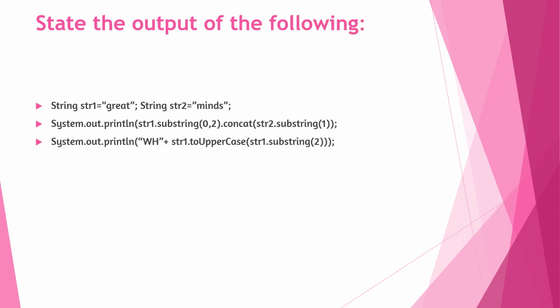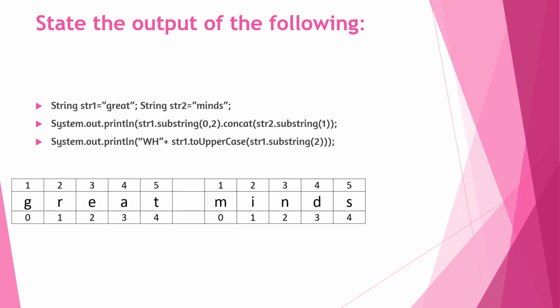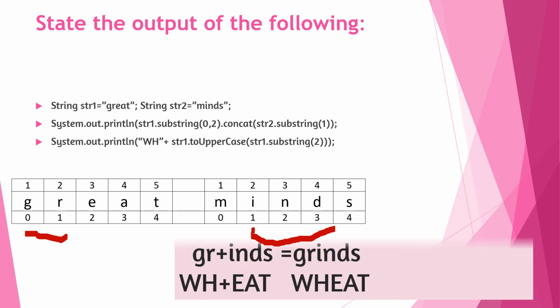Now the next question: String str1 is "grate" and String str2 is "minds". System.out.println(str1.substring(0,2).concat(str2.substring(1))). So here str1 is "grate" and str2 is "minds". str1.substring(0,2), that means 0 and 1, so "gr" will be taken. Concat str2.substring(1), starting from position number 1, the complete word, that means "inds". So add both of them, the word will be "grinds".